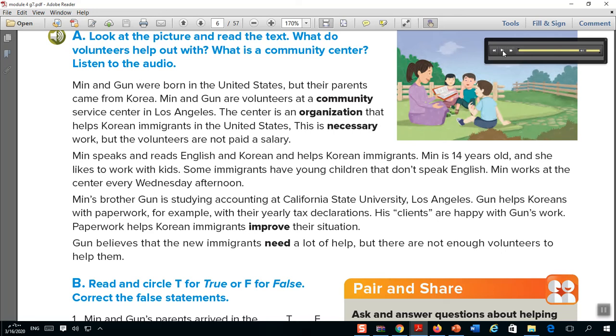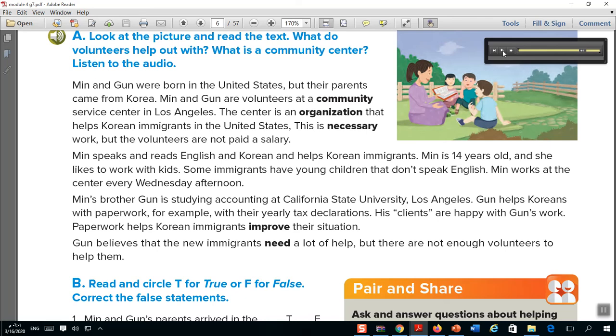Okay, so now let's try to answer these questions. Let's start with the first one. Where were they born? I think it's obvious here. Before answering, you have to pause the video and try to answer it yourself, then start answering with me. The answer is found here: Min and Gun were born in the United States. That's the answer to number 1.